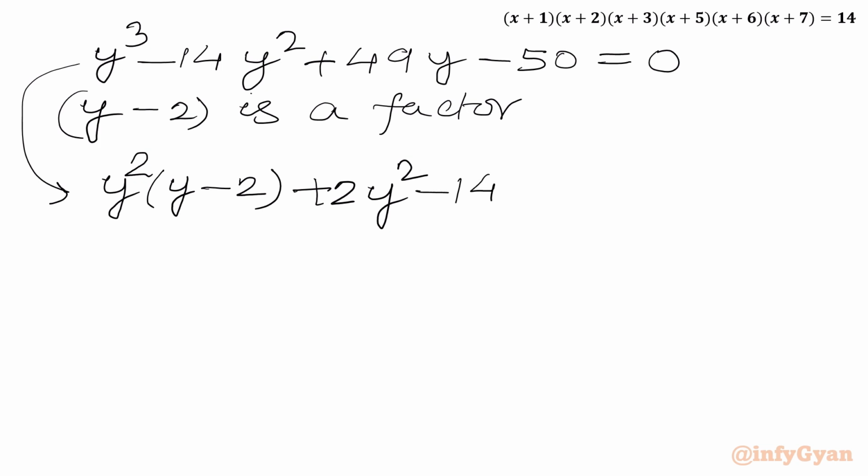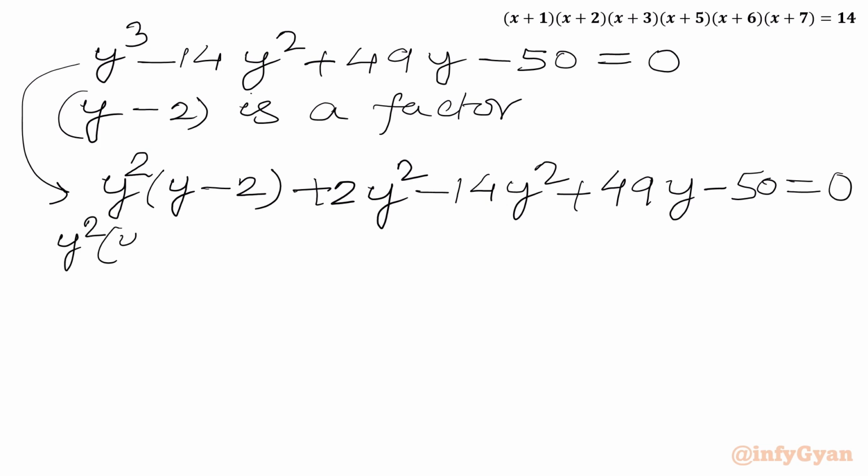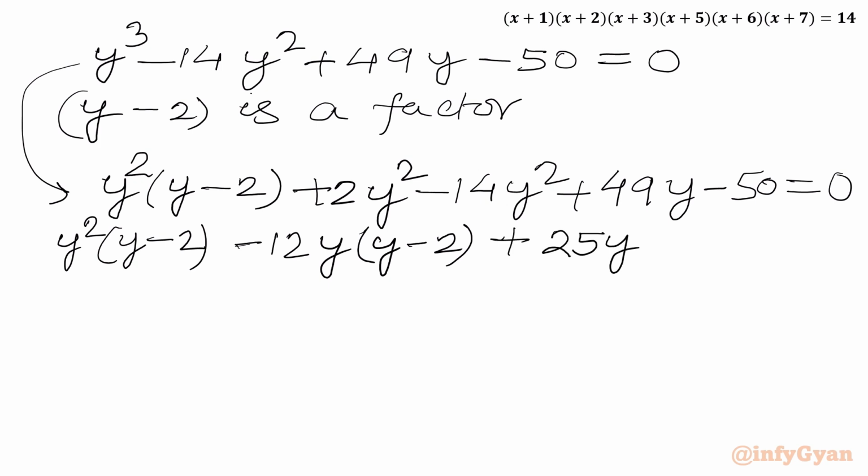Then we have -14y² + 49y - 50 = 0. Or we can write y²(y - 2), then 2 - 14 is -12y². Again I will write y² as y times (y - 2). Now extra is 24y. So we have to compensate that, so -24y. So it will be left with 25y - 50 = 0.